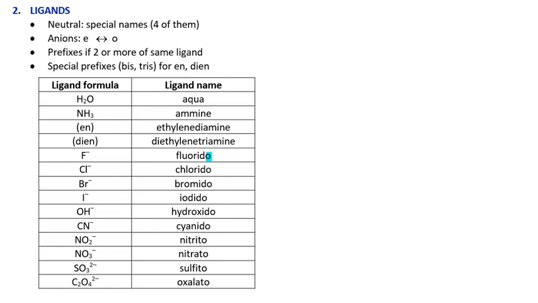If there is more than one ligand in a particular complex, then we need to use prefixes. Those are the regular prefixes that we have used for other nomenclature: di, tri, tetra, penta, hexa. If the ligand already has a prefix built into it, like ethylene diamine or diethylene triamine, then there are special prefixes that we use: bis for 2, tris for 3.